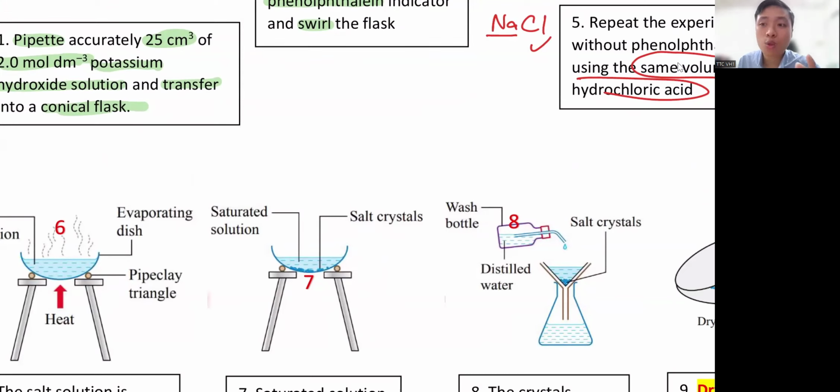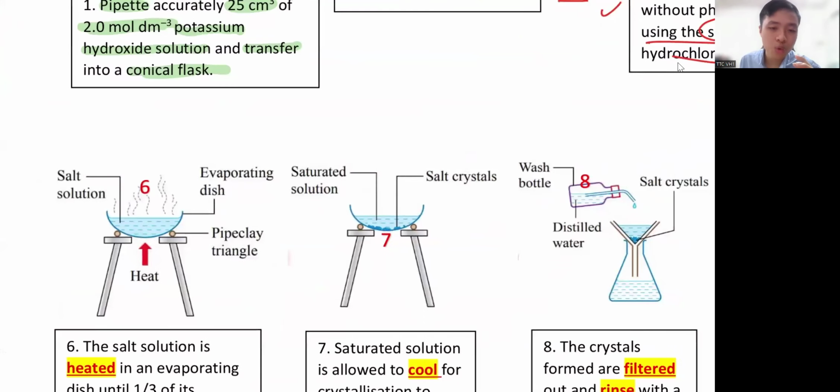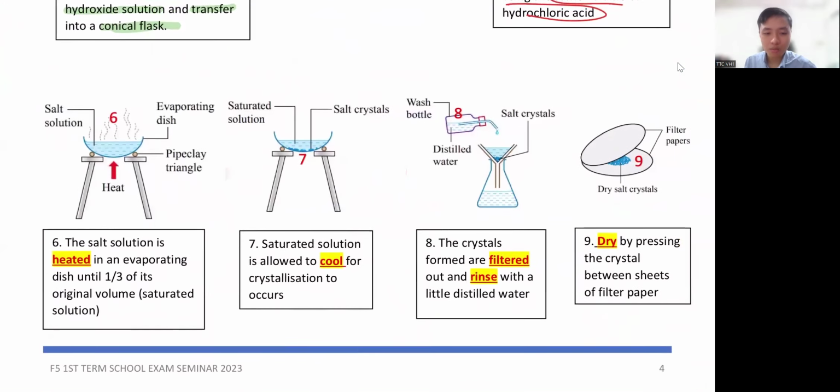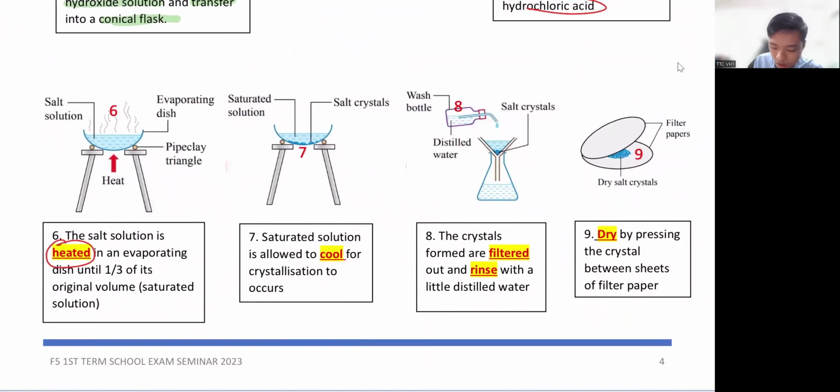So how do you force the crystals to form? That's when you need to do these few steps. You need to heat and cool to force the salt crystals out. You use an evaporating dish and heat until it is one third of its original volume. You use an evaporating dish because the surface area is bigger, so it can evaporate easily. Then you are left with one third.